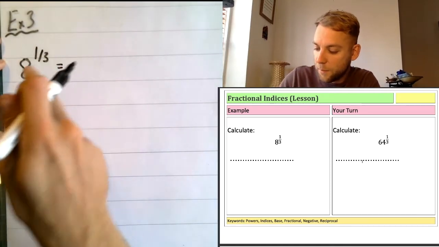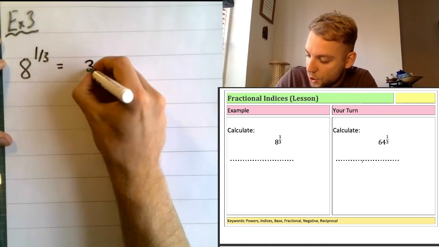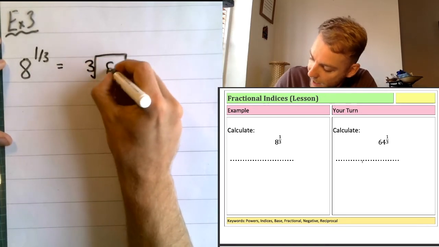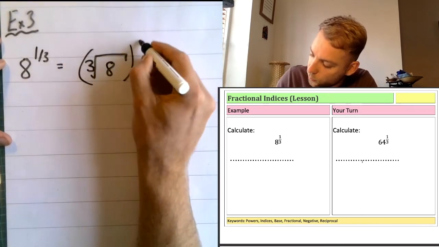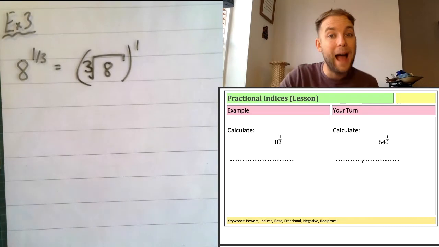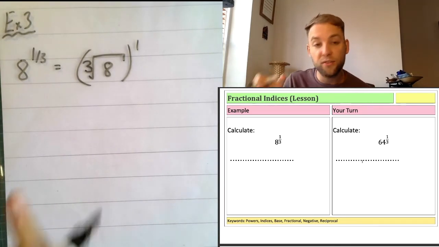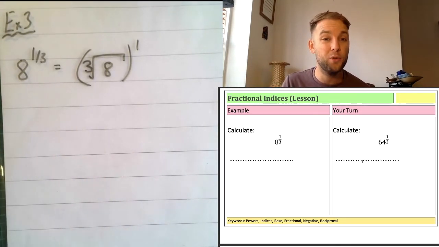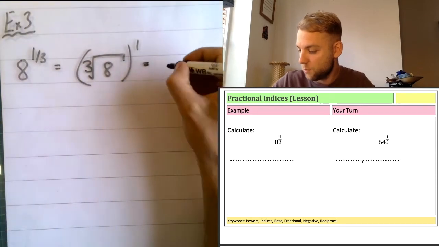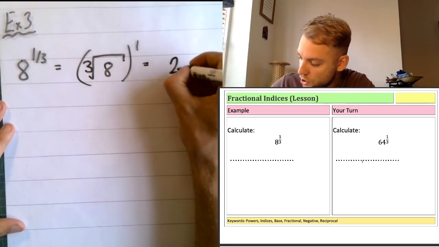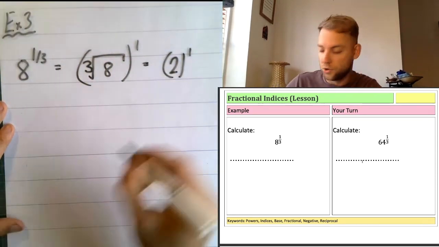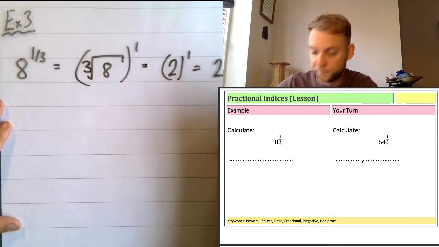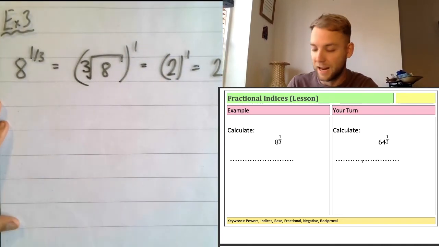So this is saying, remember, the bottom is the root, so it's the third root of 8 all to the power of 1. Now again, you need to look back at your notes here. What is the third root of 8? Well, the third root of 8 is 2. So this one here is 2 to the power of 1. And what is 2 to the power of 1? Well, 2 to the power of 1 is just 2. Brilliant. The answer there is 2.